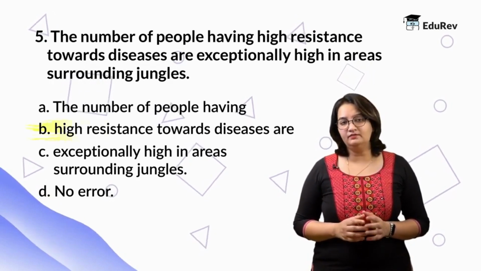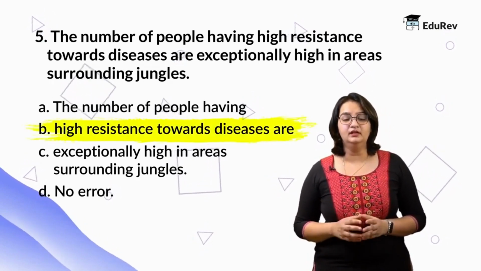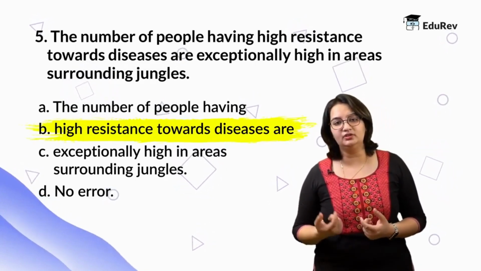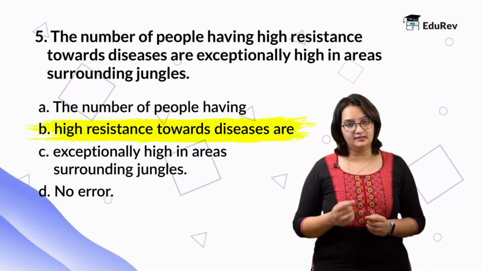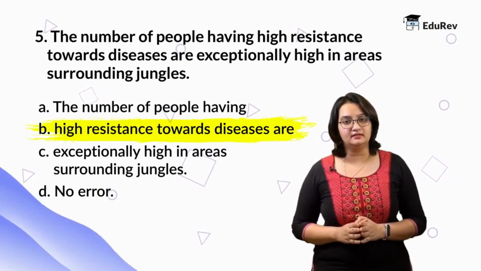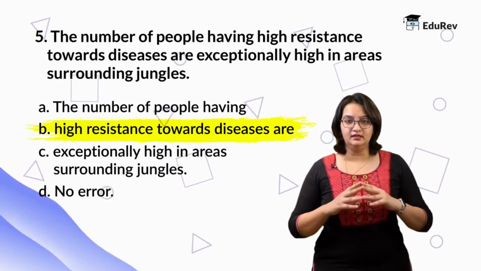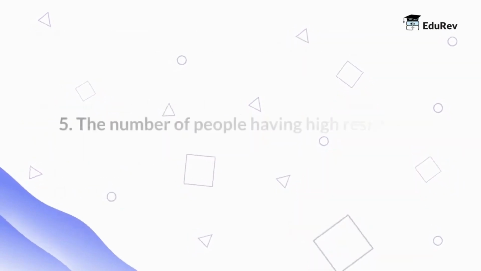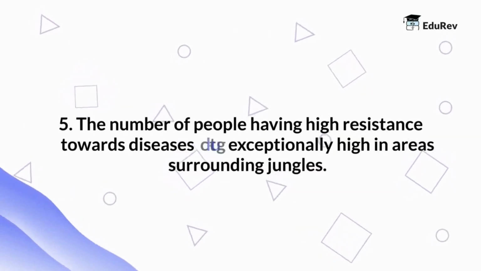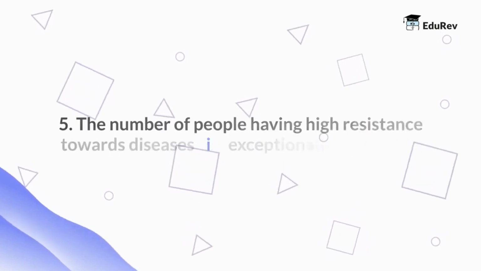Here, part B of the statement is wrong. It is because when we say "the number of people", it is considered as a unit and it basically means that this unit is singular in nature. However, there is a slight difference. If we say "a number of people", this particular phrase is considered as plural. Therefore, for this particular statement, the correct answer is, "The number of people having high resistance towards diseases is exceptionally high in the areas surrounding the jungles."